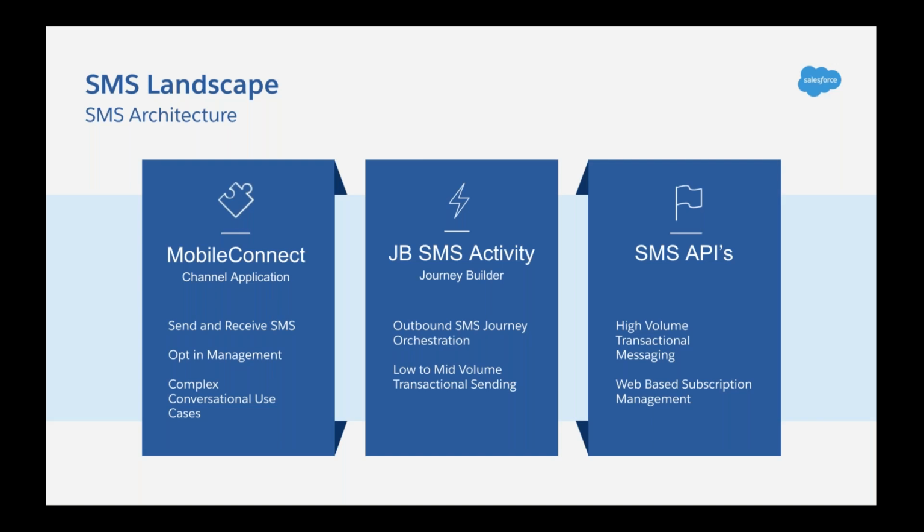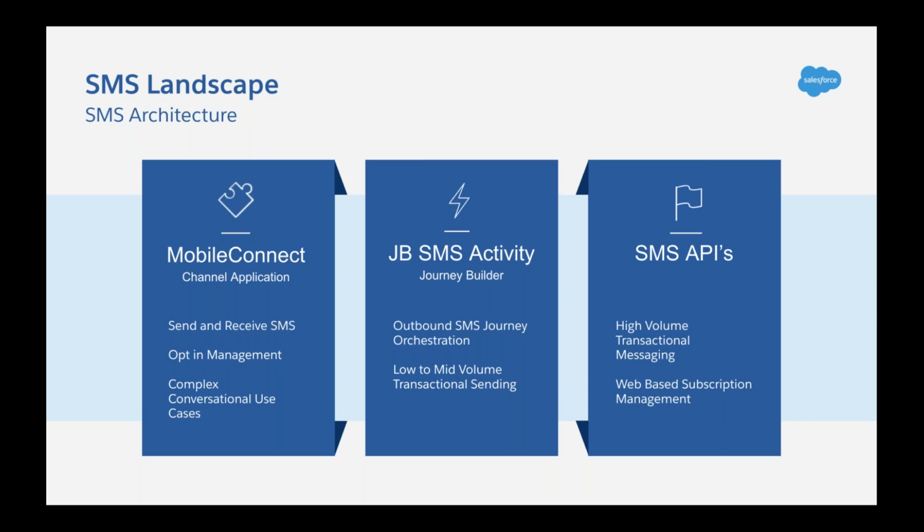There are 3 major components to the SMS business within Marketing Cloud. That's Mobile Connect, which is our channel application. That is for sending and receiving SMS messages, opt-in management, and it also is the best place to run complex conversational use cases. The next is Journey Builder, and this is our outbound SMS journey orchestration. It's best used for low to mid volume transactional sending and also omni-channel use cases that involve SMS.